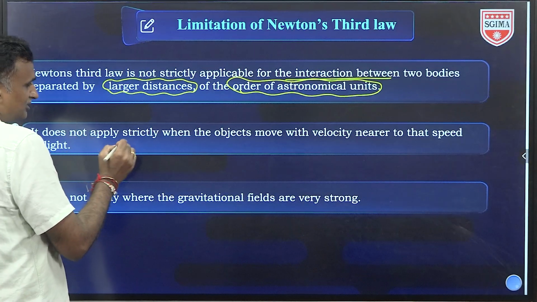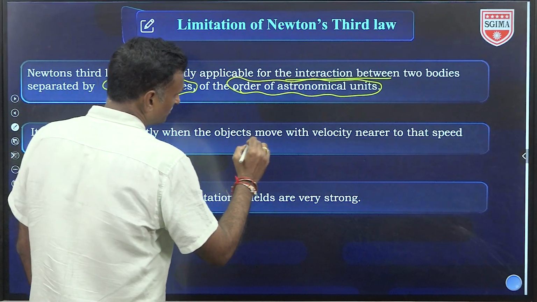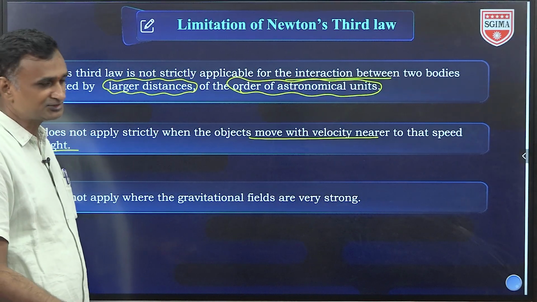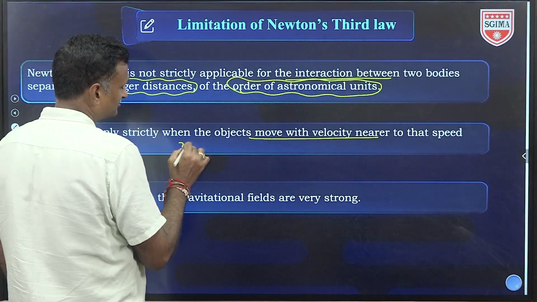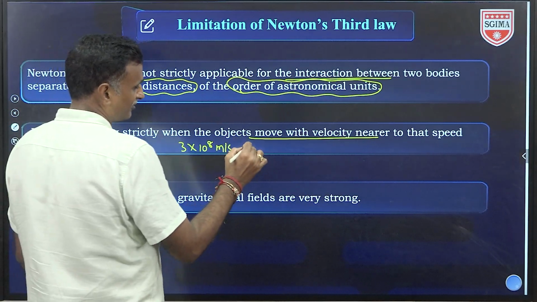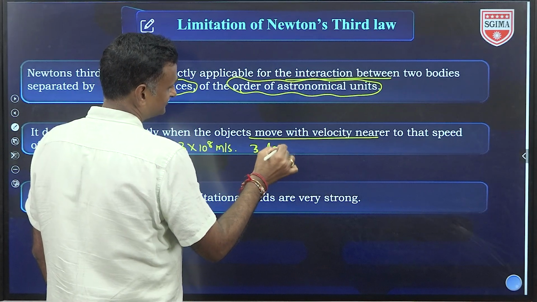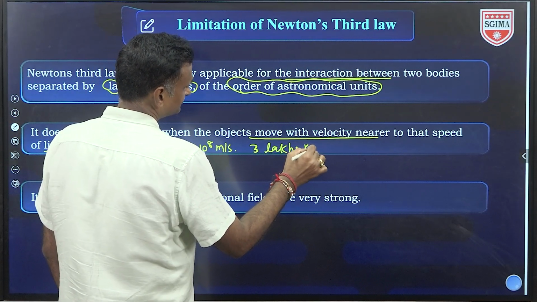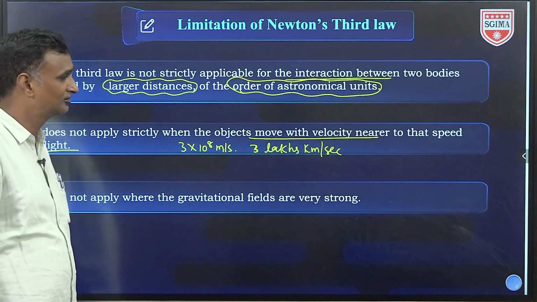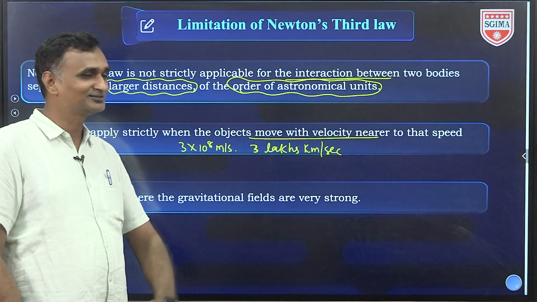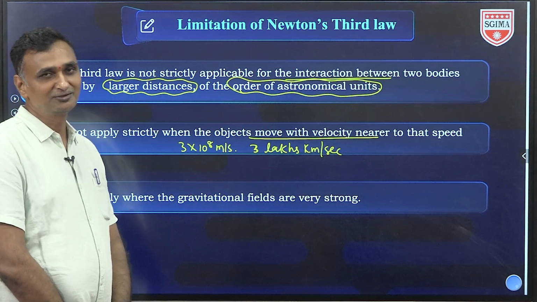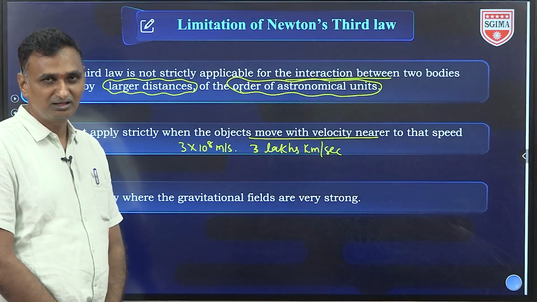Next, it does not apply strictly when the objects move with a velocity near the speed of light. The speed of light is actually 3 × 10^8 meters per second, and generally we can write it as 3 lakh kilometers per second. That means in 1 second it will go 3 lakh kilometers, such an unimaginable speed when a particle has it. So, we can't apply Newton's third law of motion.